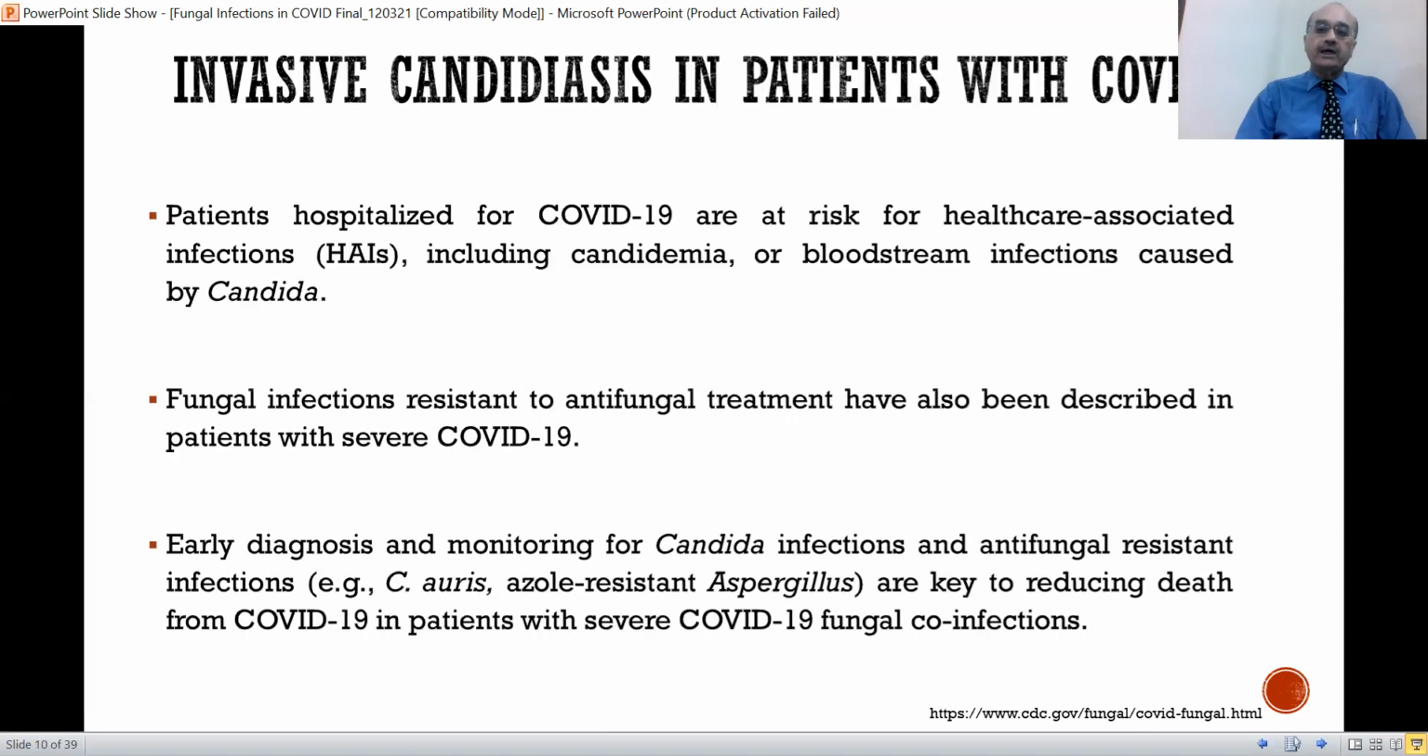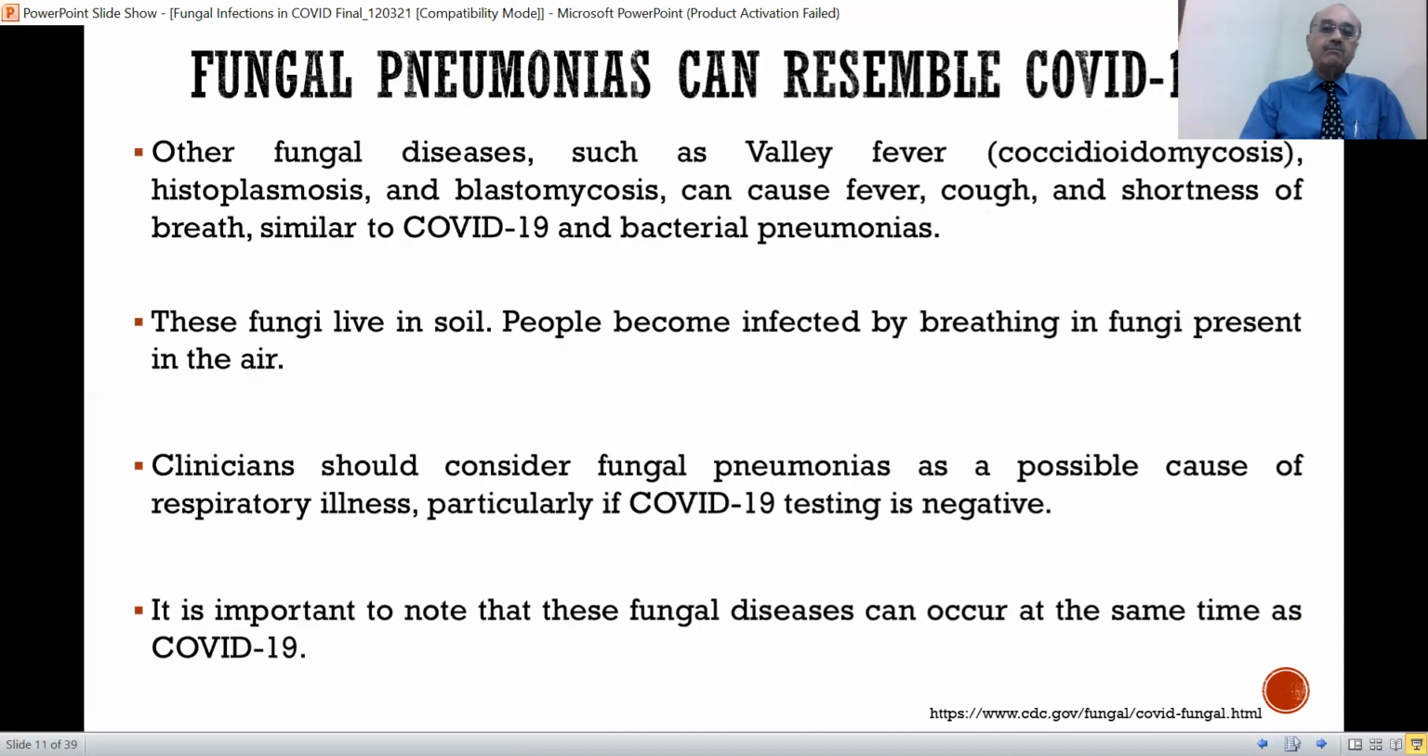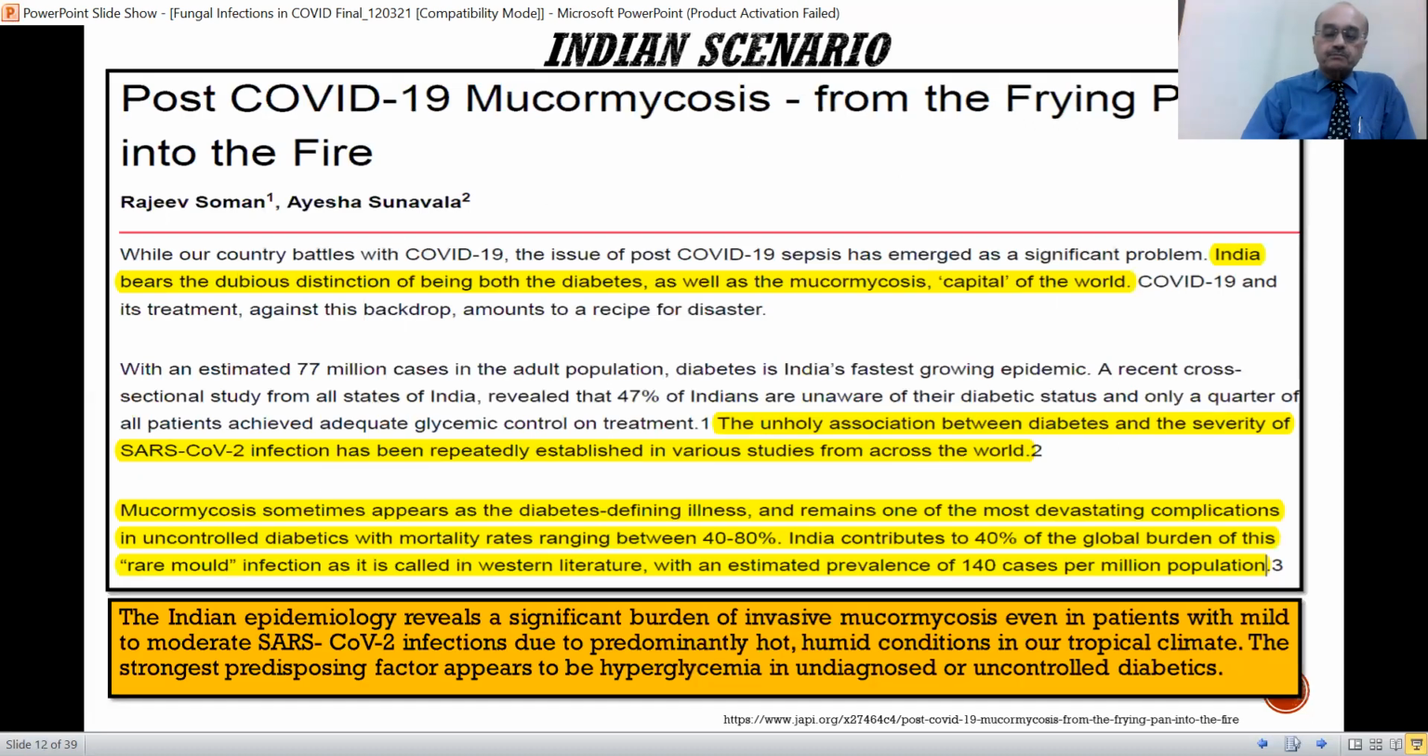Then there are other fungal infections, apart from Aspergillus and Candida, that we have to keep in mind: coccidioidomycosis, histoplasmosis, and blastomycosis, which can present exactly like a COVID infection. Though these are quite rare, these fungal pneumonias are occurring in these patients, and they have to be kept in mind when planning the treatment.